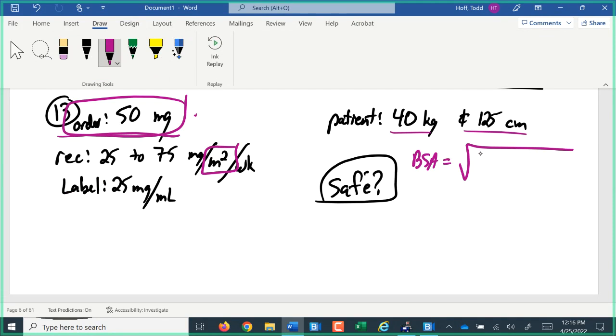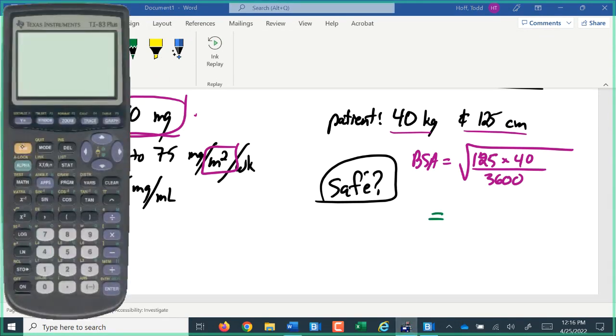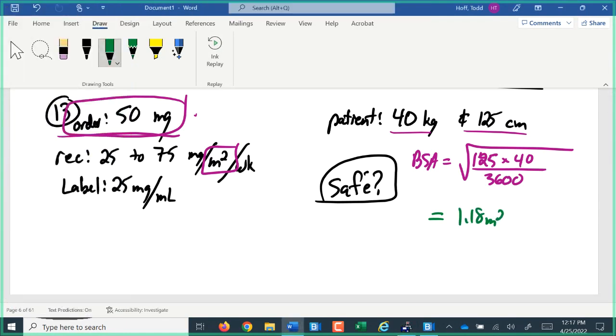And if it's in metric, it's height, 125 centimeters, times weight of 40 kilograms divided by 3,600, and then the square root. So, second square root, 125 times 40 divided by 3,600 gives us 1.18 square meters of body surface area. So that's what we're going to start off with to find our recommended dose.